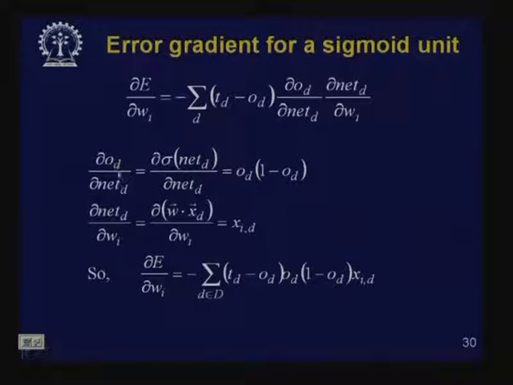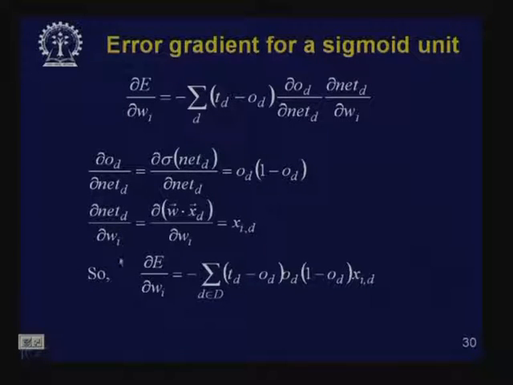Del Od by del net d, what is Od? Od is nothing but sigma net d. So, del of sigma net d by del net d is nothing but Od times 1 minus Od, but that is because this is a sigmoid unit.